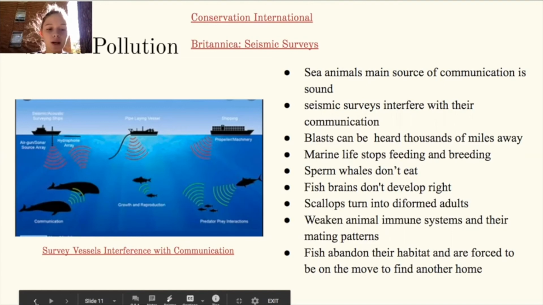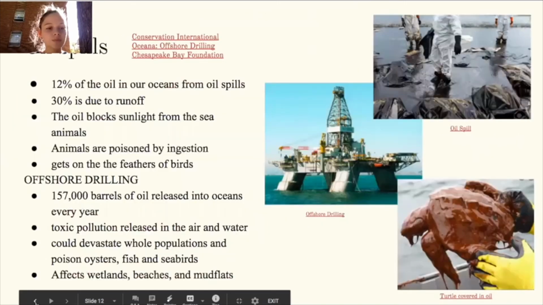Sperm whales eat way less during these seismic surveys, and bowhead whales try screaming to be heard over the sound. Some other effects of seismic surveys are that fish brains don't develop right, scallops turn into deformed adults, and it weakens some animals' immune systems. Some fish are so affected by this that they have to abandon their habitats and are forced to find another home, which is becoming increasingly difficult with the extinction of living and healthy coral reefs.